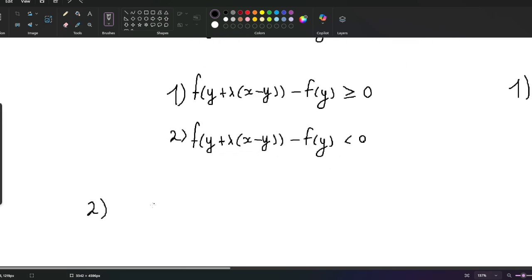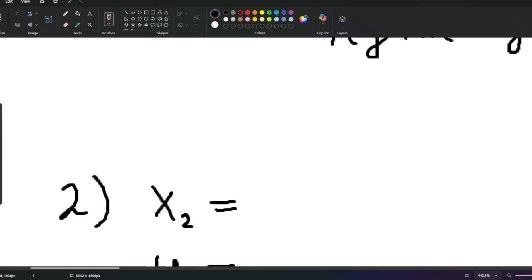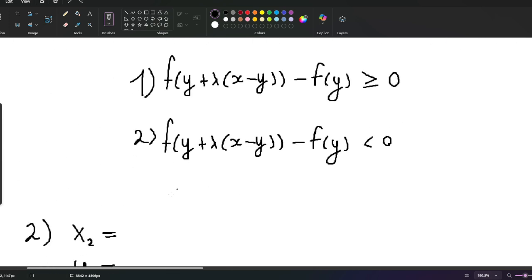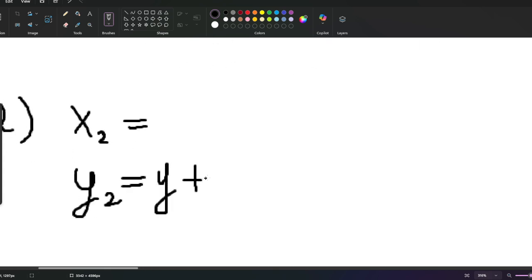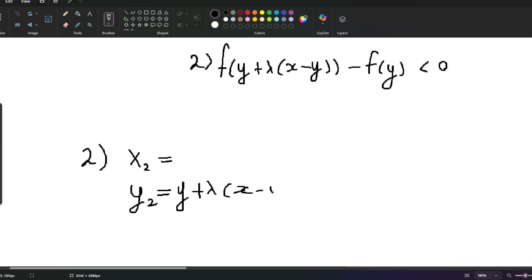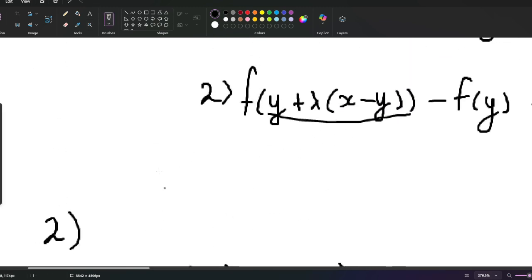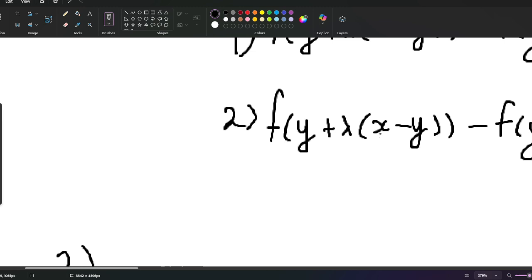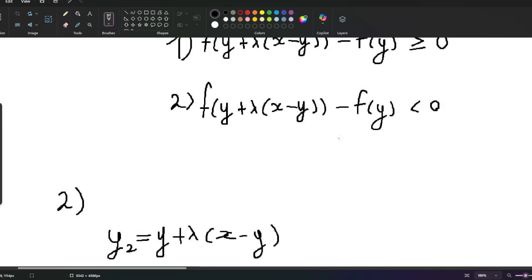Okay, so second case. I'm going to say we have x2 and y2. I want to define x2 and y2 in such a way that y here becomes this and this here becomes y. So y2 is obviously going to be y plus lambda times x minus y. Now we bring down the x2 and plug it into a nice equation. We take this part and replace it with y2 and x2. Y2 plus lambda times x2 minus y2 is going to be equal to regular y.